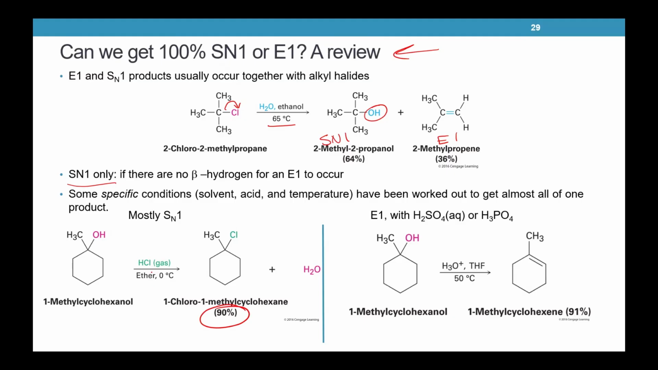So here, just bubbling HCl gas through an ether solution of 1-methylcyclohexanol will give almost completely SN1, right? So substitution. But of course, there's still some of this product, okay? And you might even have some of the non-substitution products, which would be this. So think about how you would generate those two products, right? These would be your E1, the major E1 product being the one on the top.